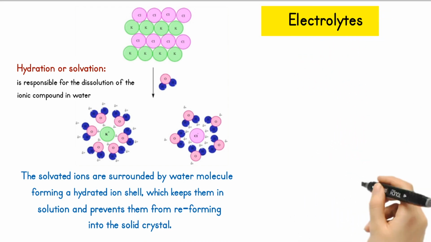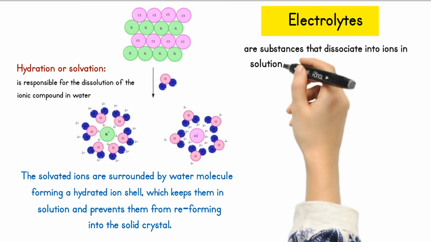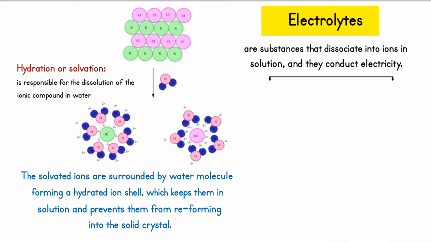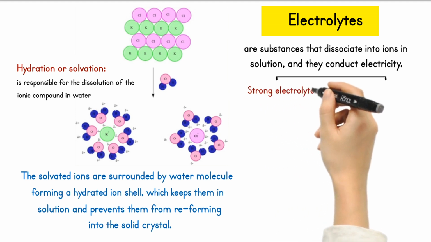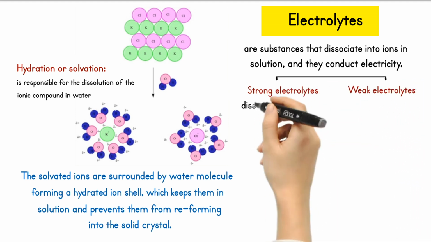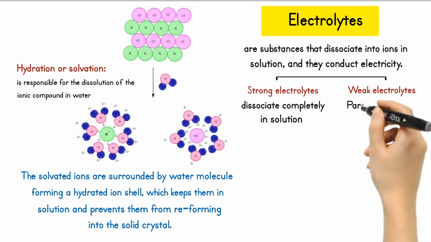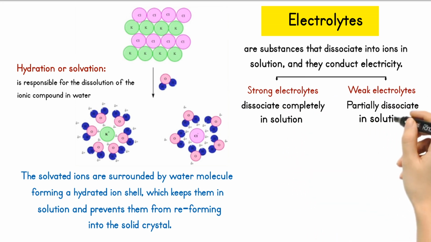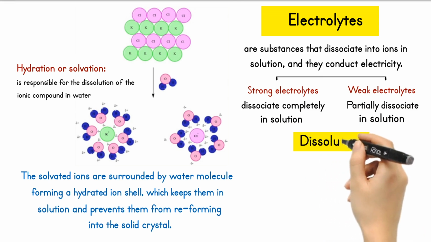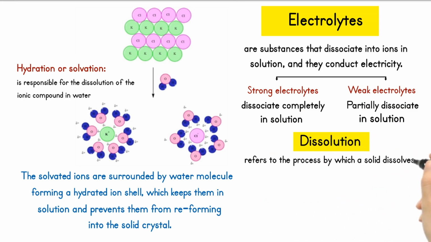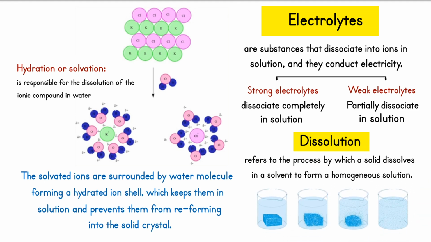Electrolytes. Electrolytes are substances that dissociate into ions in solution, and they conduct electricity. Electrolytes can be divided into strong and weak electrolytes. Strong electrolytes dissociate completely in solution, while weak electrolytes only partially dissociate. Dissolution. Dissolution refers to the process by which a solid dissolves in a solvent to form a homogeneous solution. The process involves the breaking of intermolecular forces between particles of the solid and the formation of new intermolecular forces between the solute particles and the solvent molecules.